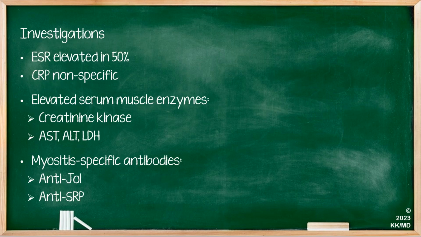So, what investigations would you want to do in somebody in whom you suspect a diagnosis of polymyositis? The usual would be to start in a systematic order, starting from your blood tests. You would want your inflammatory markers such as CRP and ESR, and ESR is usually elevated in about half of the patients.